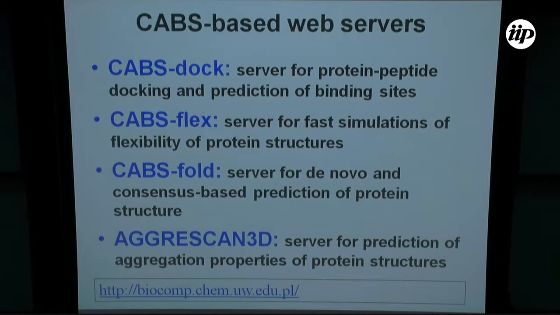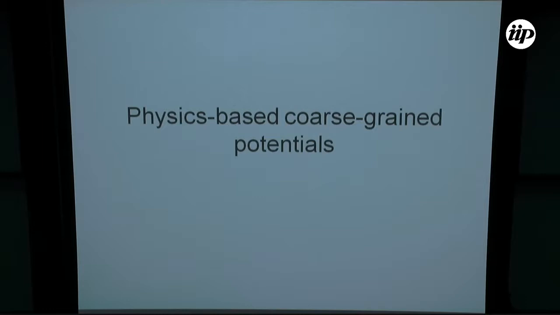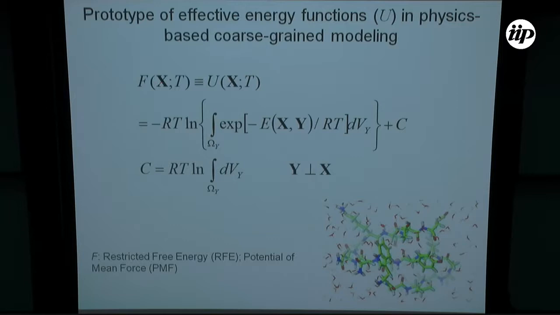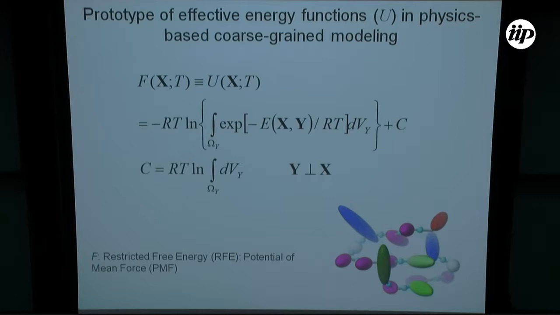Okay, now let me turn to the actual topic of my talk, the physics-based potentials. I will just present the way that we derive the physics-based potential in our lab. First of all, the consensus is that the physics-based potentials originate from the potential of mean force of a system from which the degrees of freedom that we don't need, the y's, are averaged out, and the x's that we do need are kept. So of course, this is the equation, and pictorially it can be described like this.